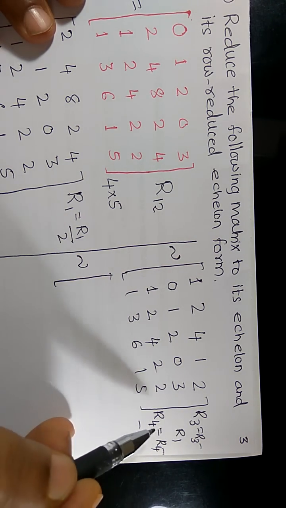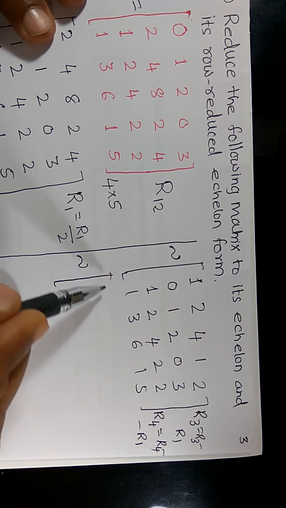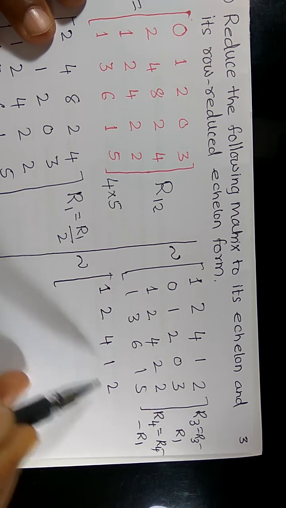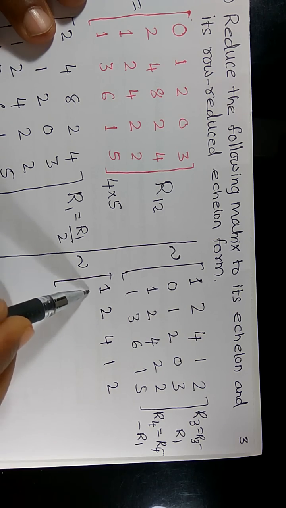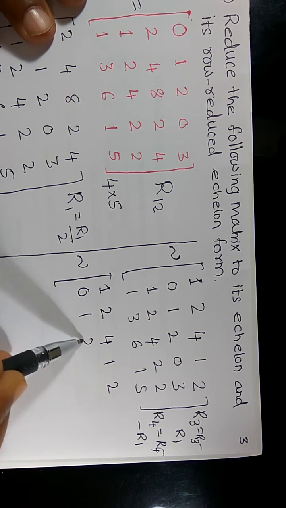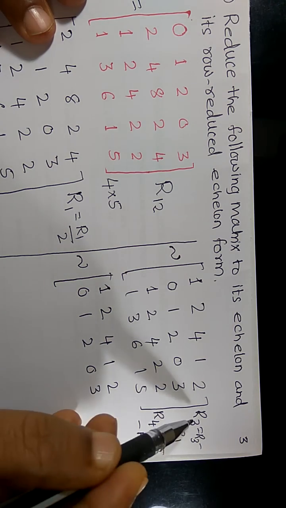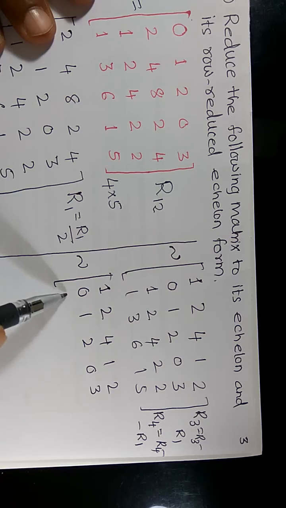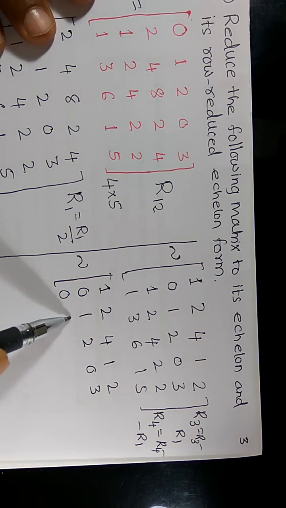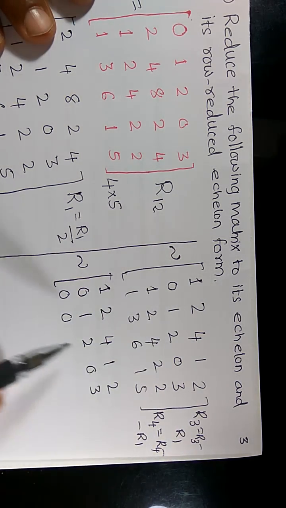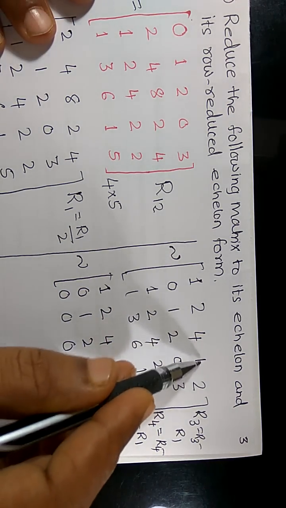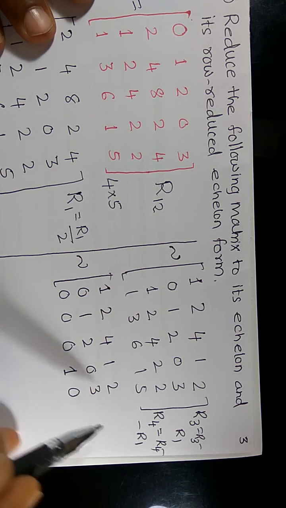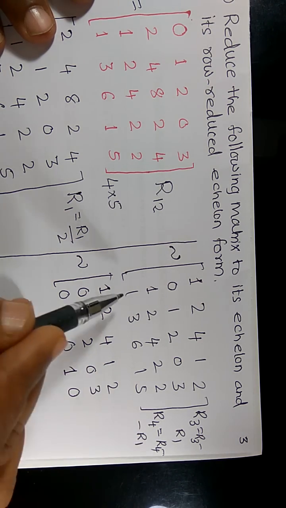Right? R3 and R4 will change. The first row remains as it is: 1, 2, 4, 1, 2. The second row is also 0, 1, 2, 0, 3. R3 is going to change. R3 minus R1: 1 minus 1, so 0. 2 minus 2, 0. 4 minus 4, 0. 2 minus 1 means 1. 2 minus 2, 0. Similarly R4 minus R1.